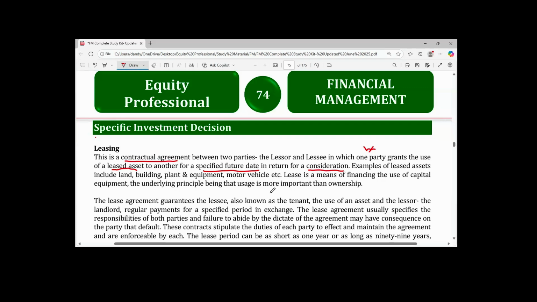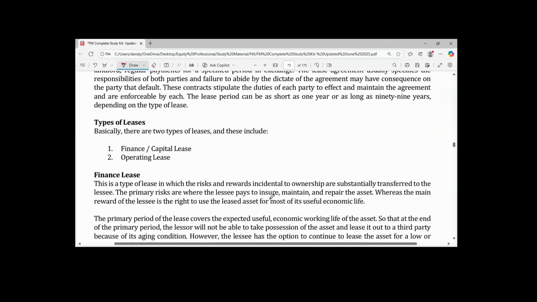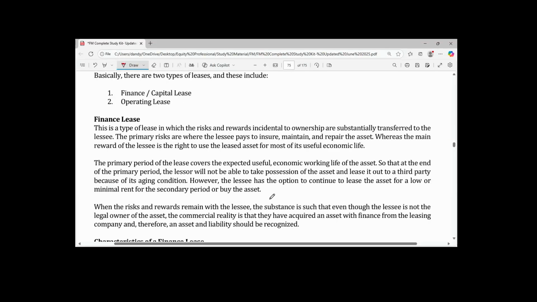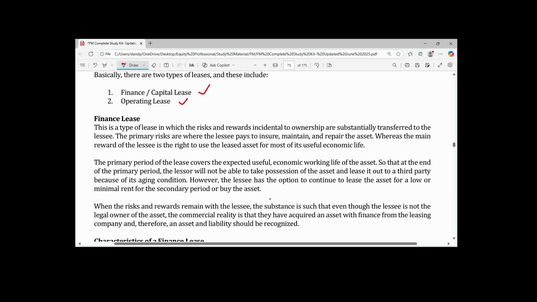Now, basically, there are two types of lease. We have the finance lease, and we also have the operating lease. When you talk about finance lease, also known as capital lease, it is a type of lease whereby the risk and reward of ownership incidental to the leased assets are substantially transferred to the lessee.